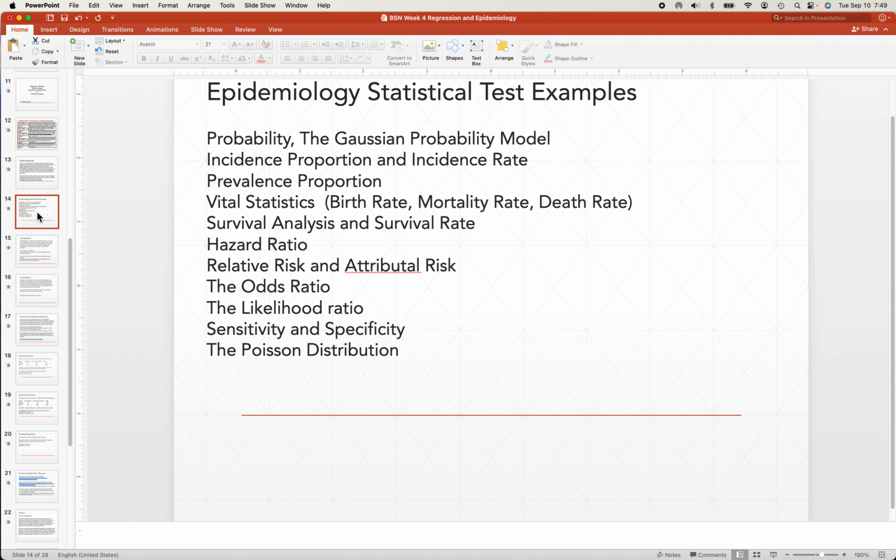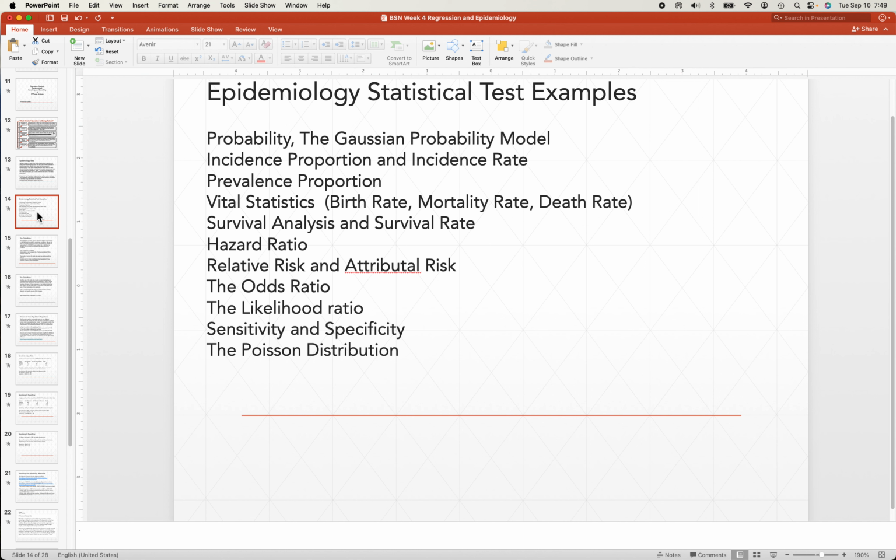But here's a list of the types of questions we might see in this group. Again, questions about probability, questions about rates or prevalences. We see a lot of statistics, especially in the public health sector, that are called vital statistics, such as birth rates, mortality rates, death rates.